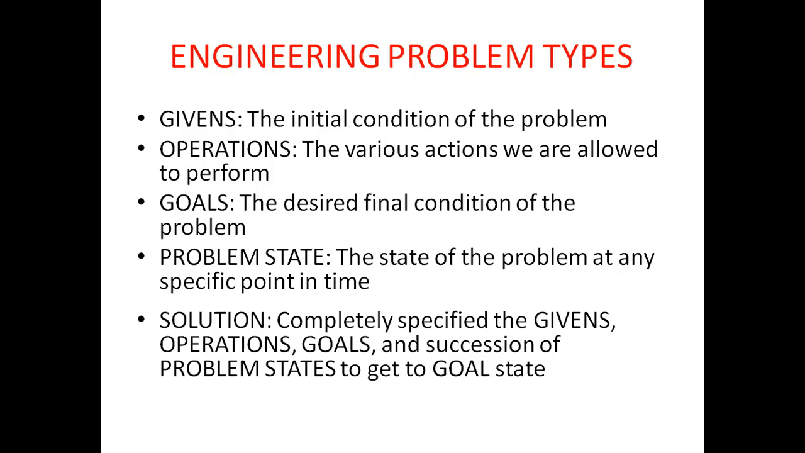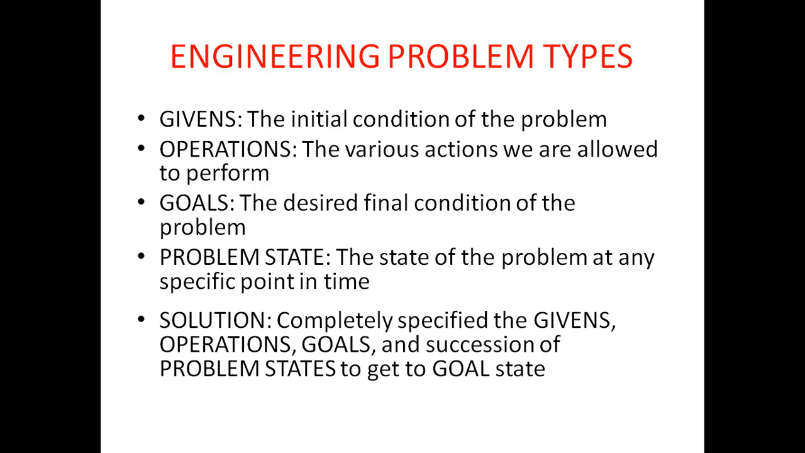Okay, next, what exactly are the problem solving types? Givens, operations, goal, problem state, and solution. Givens means the initial condition of the problem. Operations means the actions you are required to do on that problem. Goals means the desired output of your problem, what you think is our goal, it is our final solution.